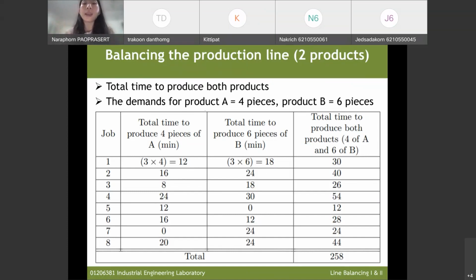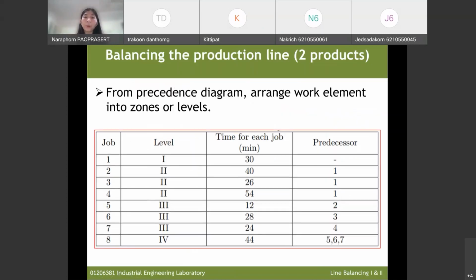And once you have all the time for the task, then you just add these two up to find the time for 4A and 6B. So 30 minutes is for completing task number 1 for 4A and 6B, for example. 40 minutes is for 4A and 6B for task number 2, and so on. So if you add these up, the total workload is still going to be 258 as you used to calculate the number of stations. But here you have more information about the detailed time for each task element. Okay, so this is going to be the information that you will use in order to do the line balancing stage.